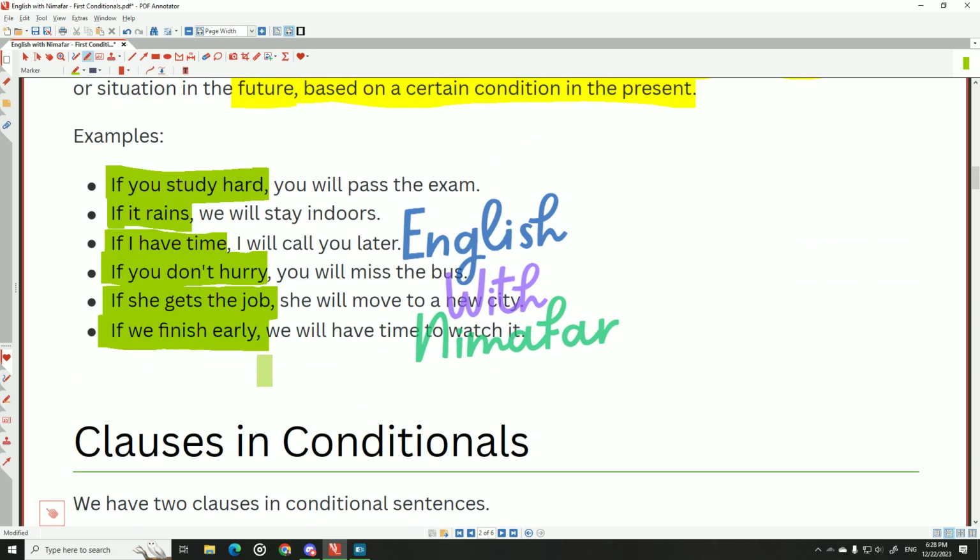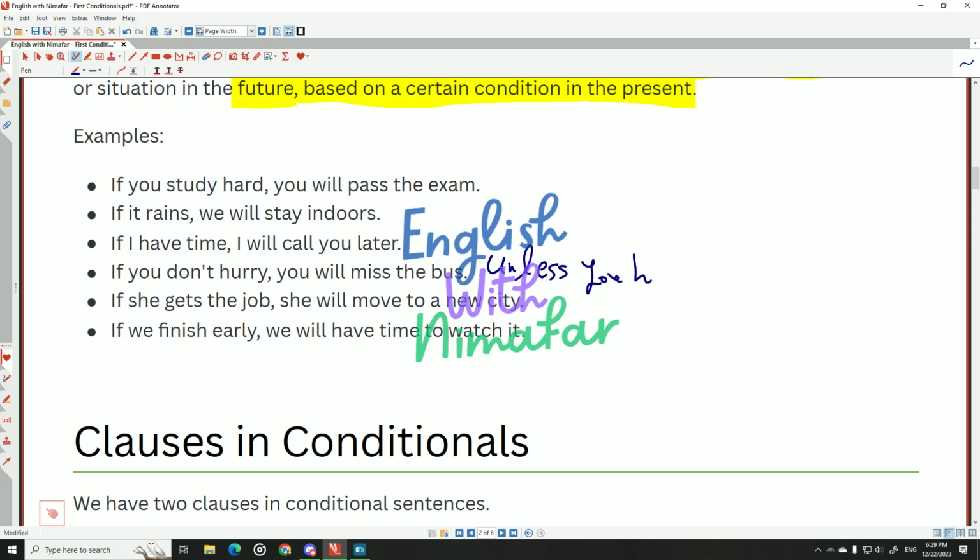Let me show you. I said, here, if you don't hurry. I have if plus not, which means I have a negative sentence in my if clause, and I want to use unless, so I should make it positive. If you don't hurry, so if you hurry, so change if with unless. So unless you hurry, you will miss the bus. Unless you hurry means if you don't hurry.